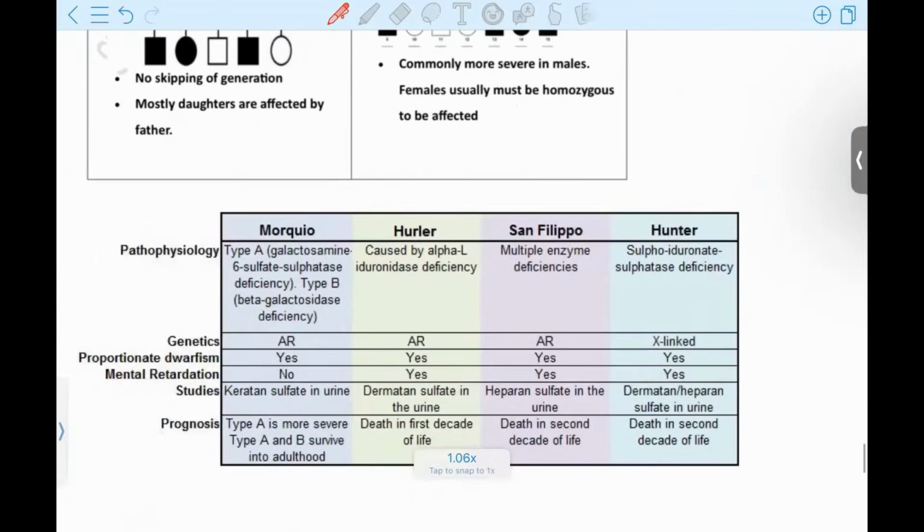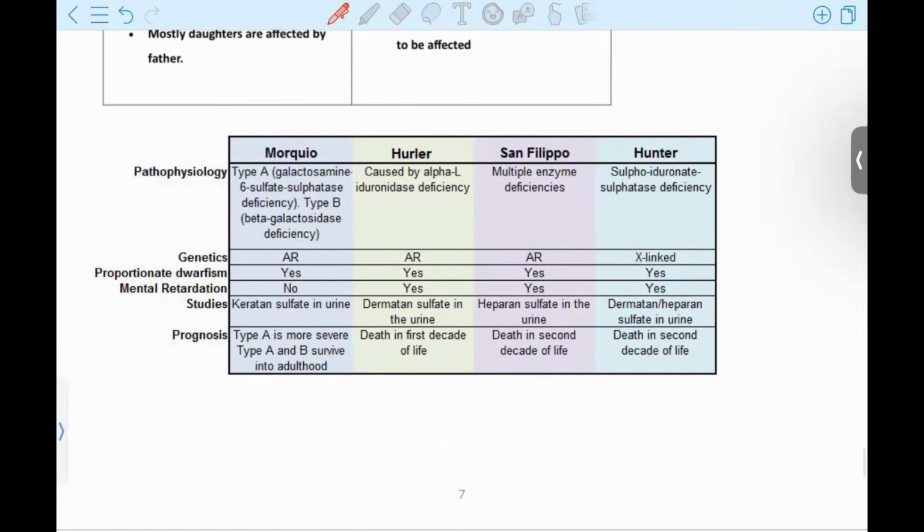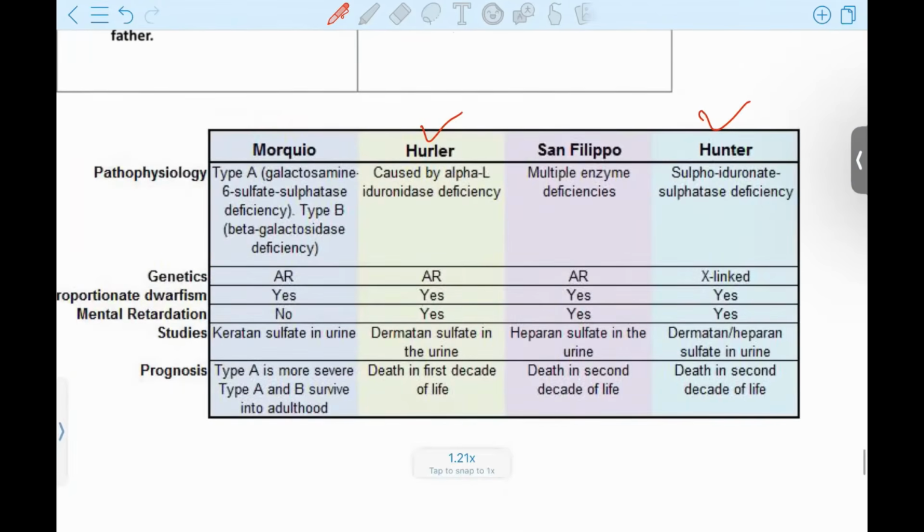Next, moving on to the last one, this is your mucopolysaccharide diseases. The common ones are your Hunter and Hurler syndrome. What are the deficiencies of their enzymes? So Hurler is associated with alpha-L-iduronidase deficiency, and Hunter is iduronate sulfatase deficiency.